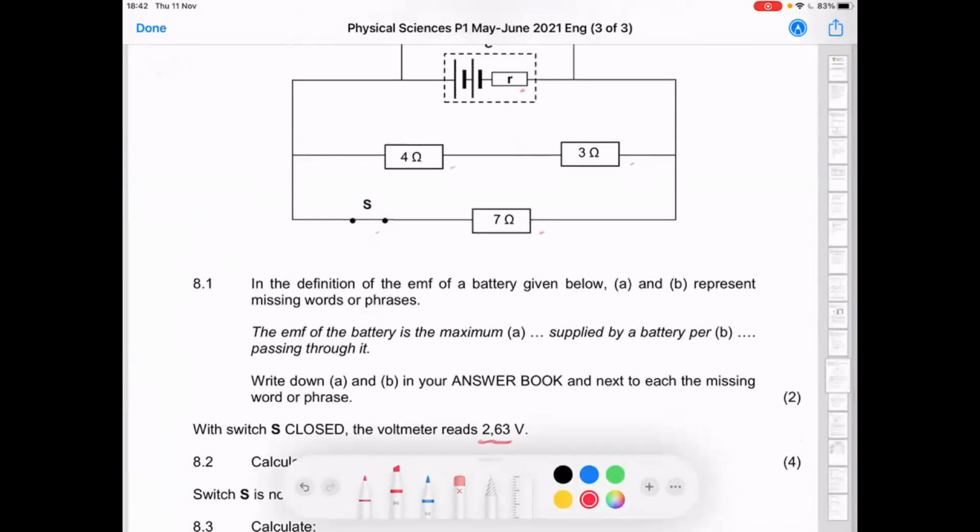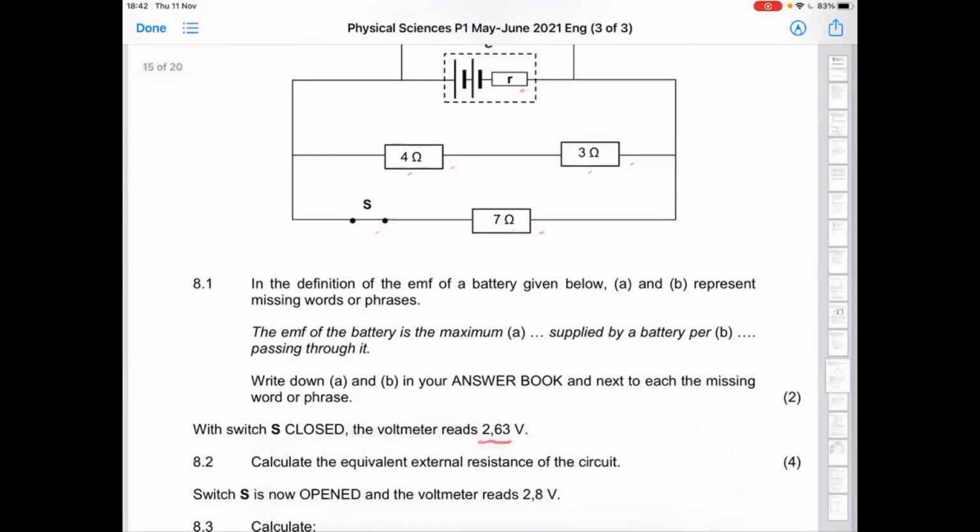We're going to do it by looking here at 4 ohm and 3 ohm in series. So that's just add them up. And then you've got 7 ohm in parallel with 7 ohm, to calculate what the equivalent parallel combination is. Okay, so let's do that. 8.2.